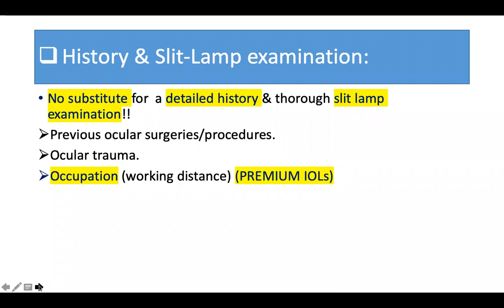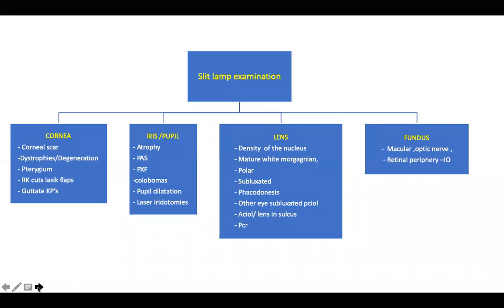Occupation in today's era of premium IOLs becomes very, very important, because that is what is going to help us determine the visual needs of the patient, the working distance of a patient, and hence we can make a tailor-made approach for the patient. So now, thus a good slit lamp examination is the cornerstone of a successful cataract surgery.